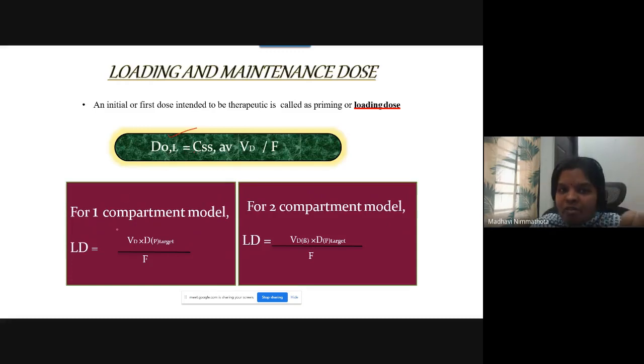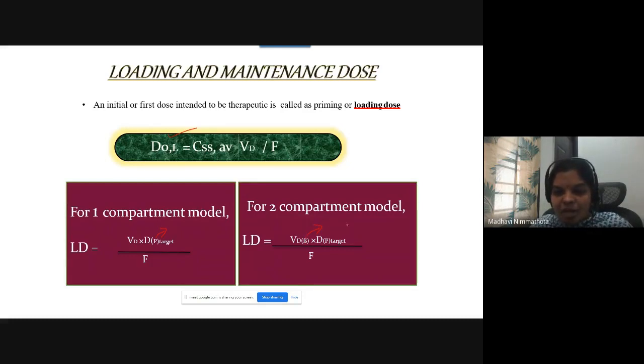If your drug follows a one compartmental open model, or if your drug follows a two compartmental open model, you can calculate the loading dose for the one and two compartments separately by using this equation. Here you have VD, target. P is your peripheral compartment, target one compartment, divided by F, the fraction of drug availability. So here also you have volume of distribution, but here you have B.